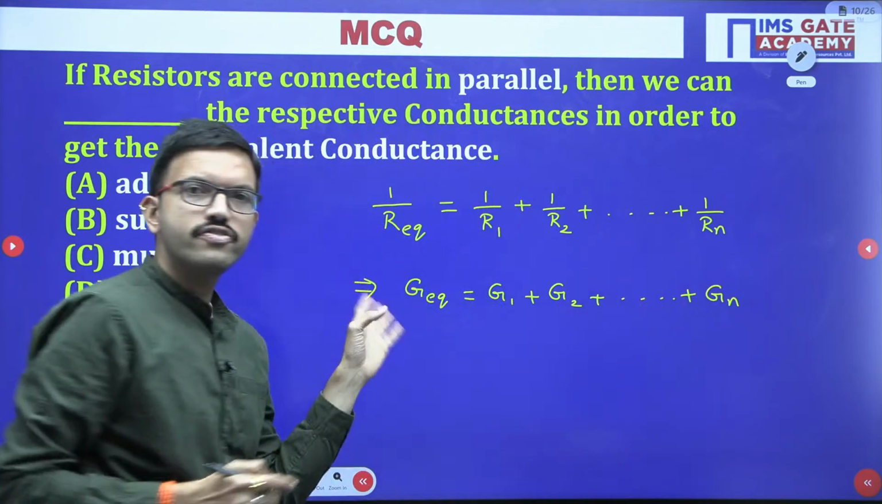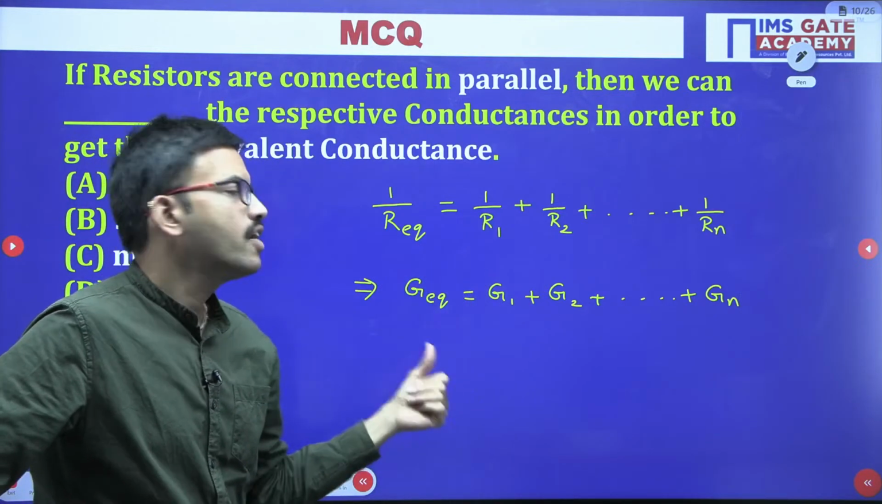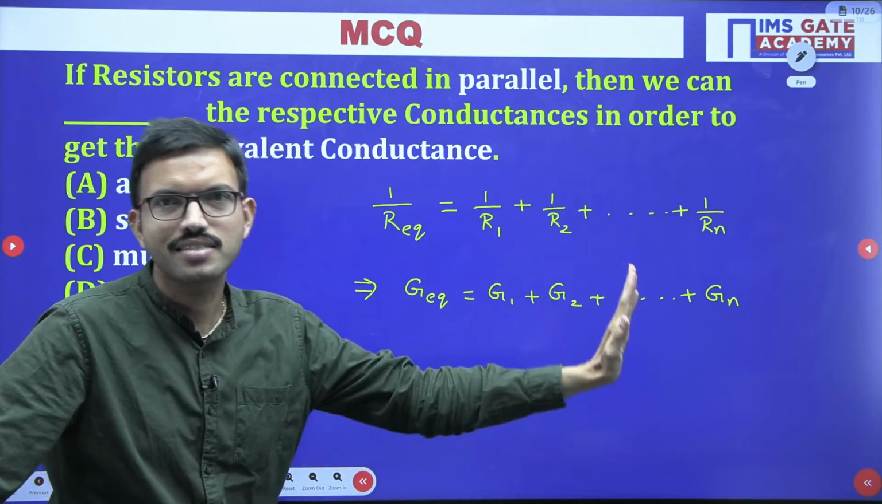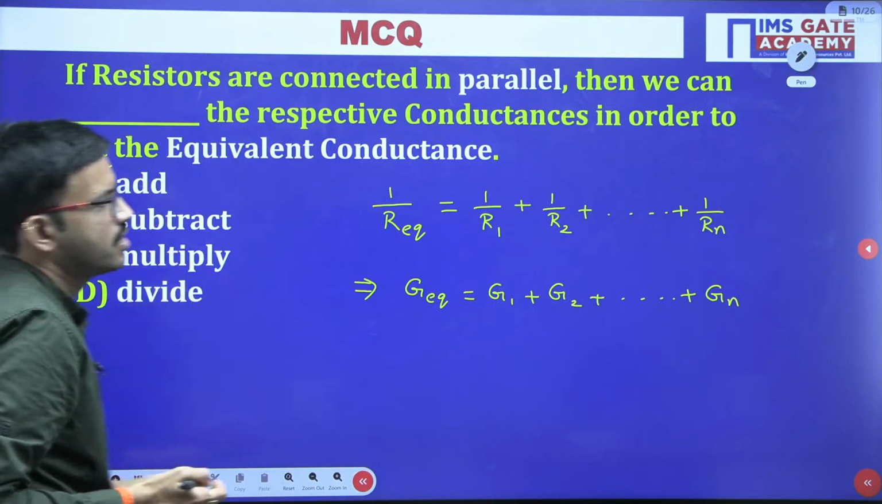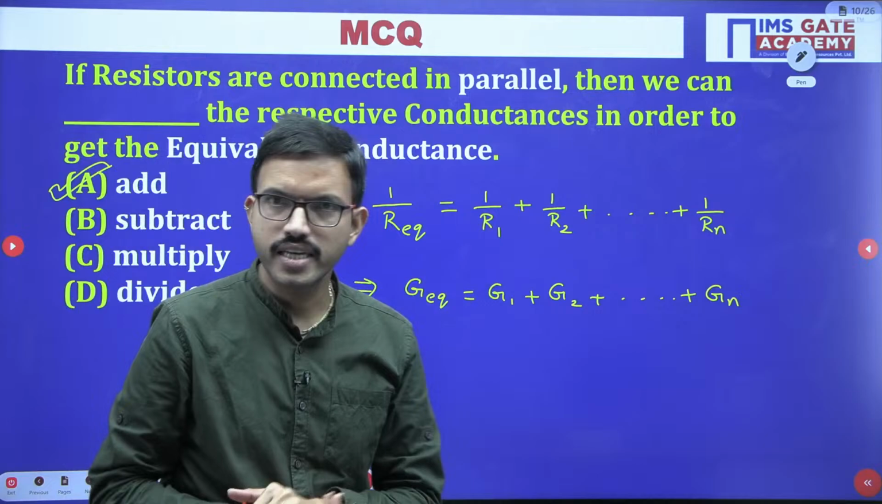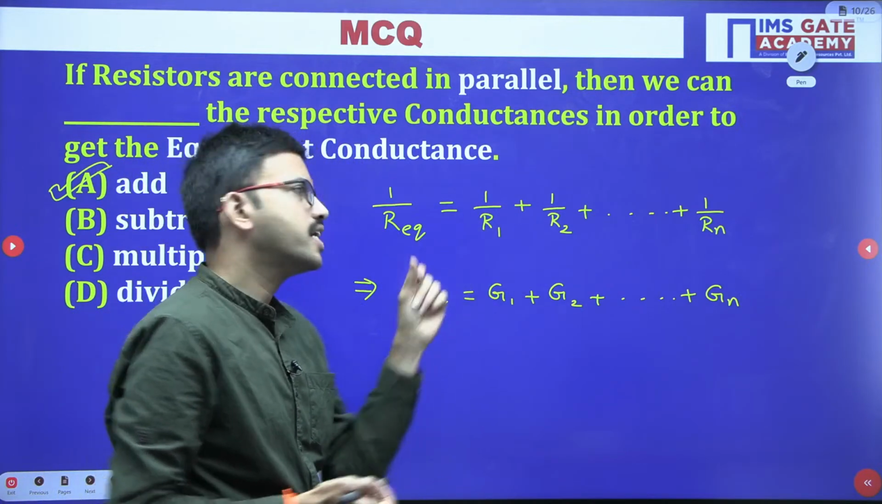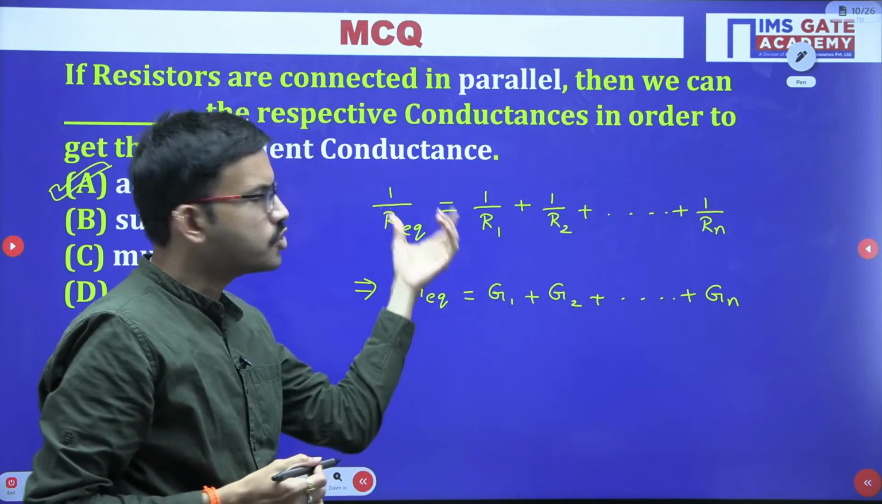So if the resistors are connected in series, we add the respective resistance values, whereas if the resistors are connected in parallel, we add the corresponding conductances. So here also the answer is option A. This formula is applicable for the generalized case. Suppose only two resistors are connected in parallel, then if you want, you can consider the formula up to here, otherwise from here also you can do the simplification.